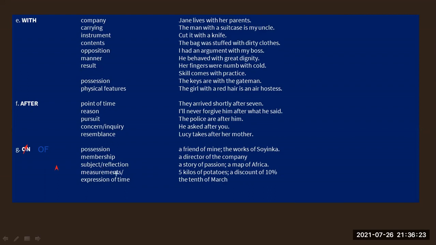Then measurements as well. You can talk about 5 kilos of potatoes, a discount of 10%. You can also use of to indicate expression of time, such as the 10th of March. So these are the uses of of, all right? So let's again wipe the screen.